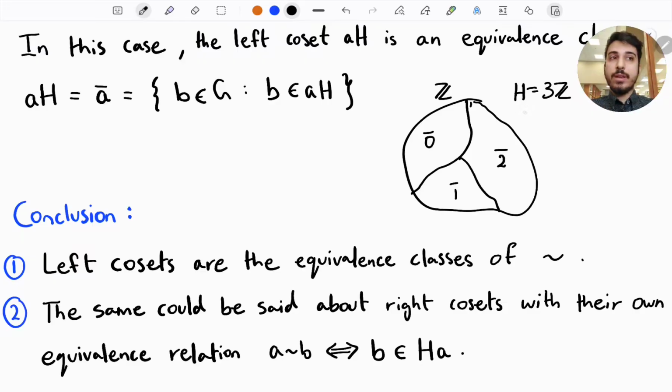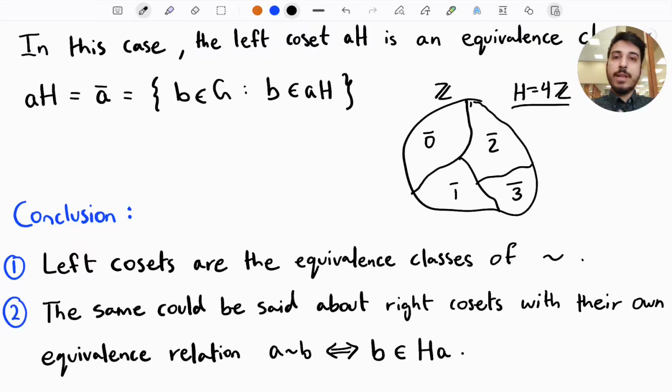Of course, if you take another H, this would be partitioned in a different way. If H, for example, was 4Z, then we would partition it into 0 bar, 1 bar, 2 bar, and 3 bar. So we would add another partition here. We would call it 3 bar. So it would just partition everything in a different way. But the point is, for each fixed choice of H, the subgroup, we would have a certain partition of the group according to the left cosets.